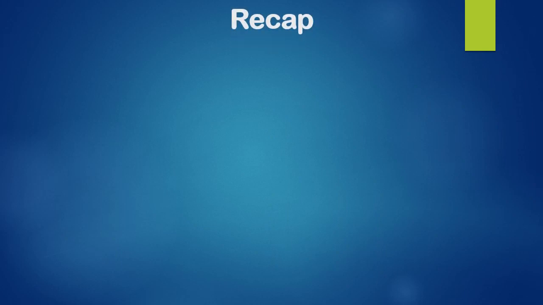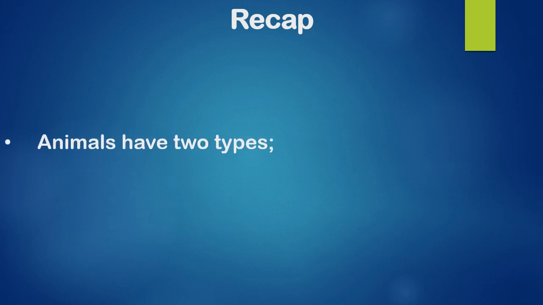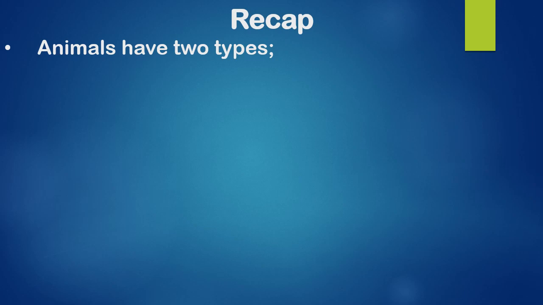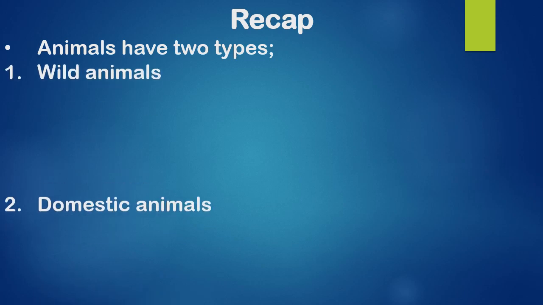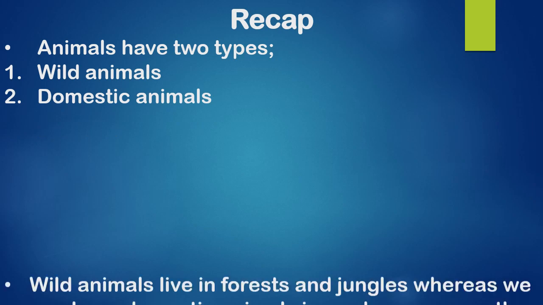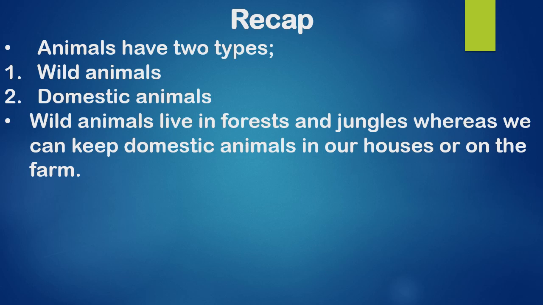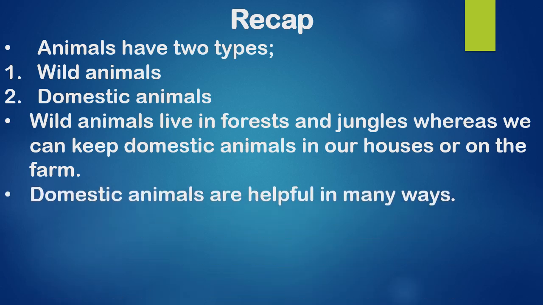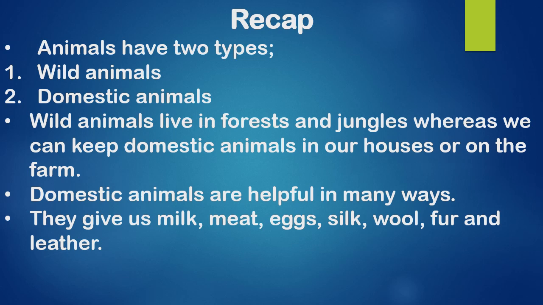Now, let's have a quick recap. Animals have two types: wild animals, domestic animals. Wild animals live in forests and jungles because they are too dangerous to live with us, whereas we can keep domestic animals in our houses or on the farm. Domestic animals are helpful in many ways. Then we have read that they give us milk, meat, eggs, silk, wool, fur, and leather.